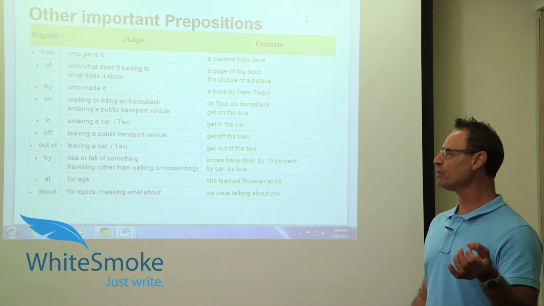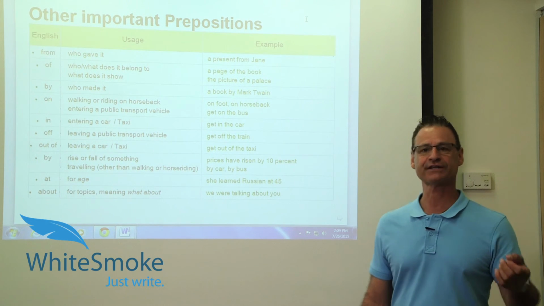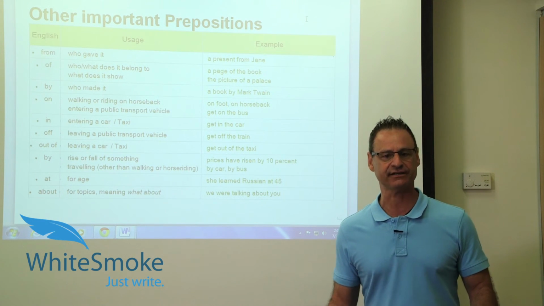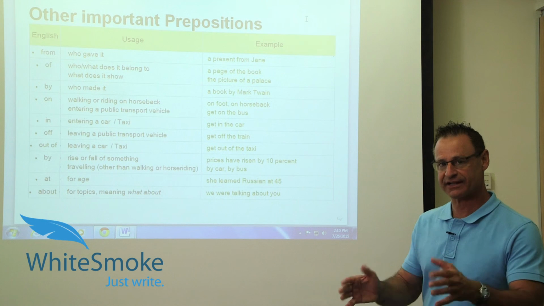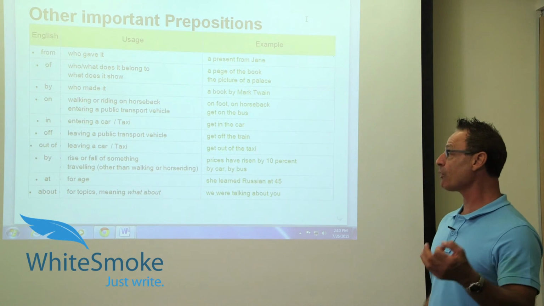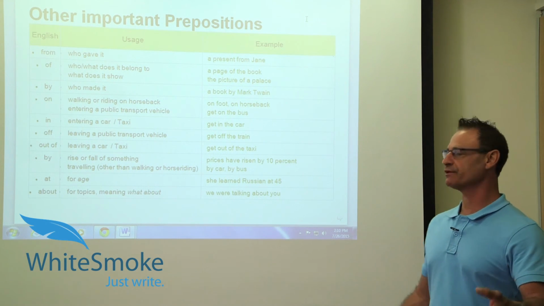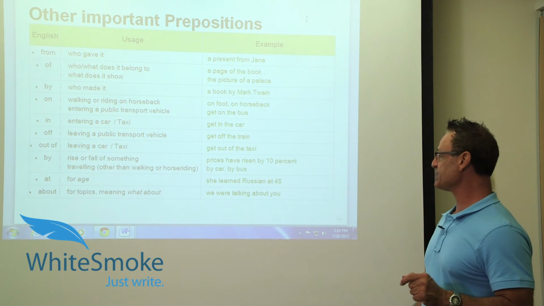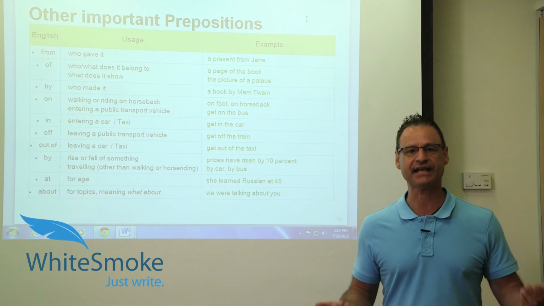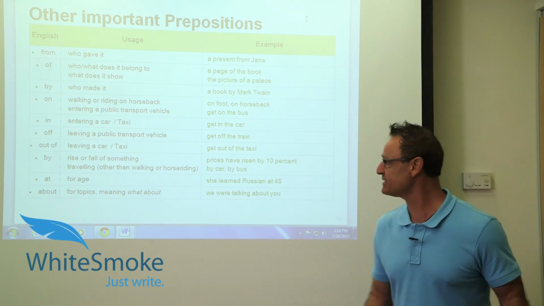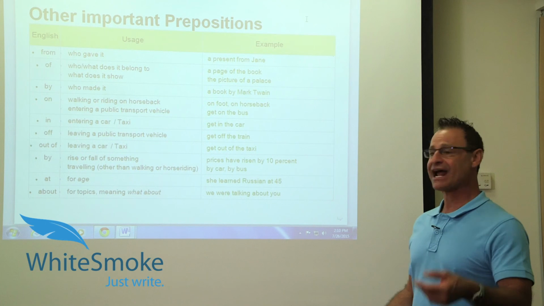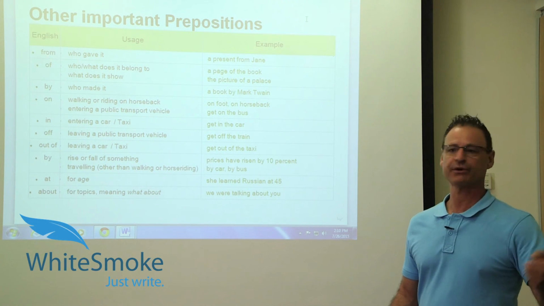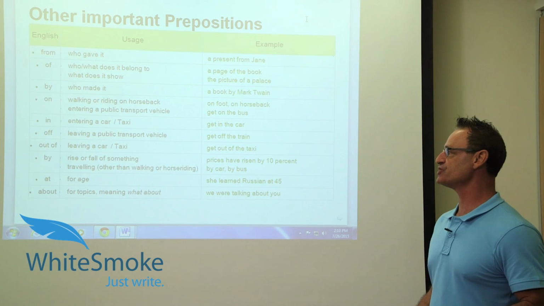What about out of? Leaving a car, taxi. Only a car and taxi. Get out of the car, get out of the taxi. That's really important to separate, to keep it that way. Or by. The rise or fall of something, traveling, other than walking or horseback riding. For example, prices have risen by 10%. Things are now very expensive. Or, I've traveled there by car, I've traveled there by bus. That's how we use the preposition by in this case.